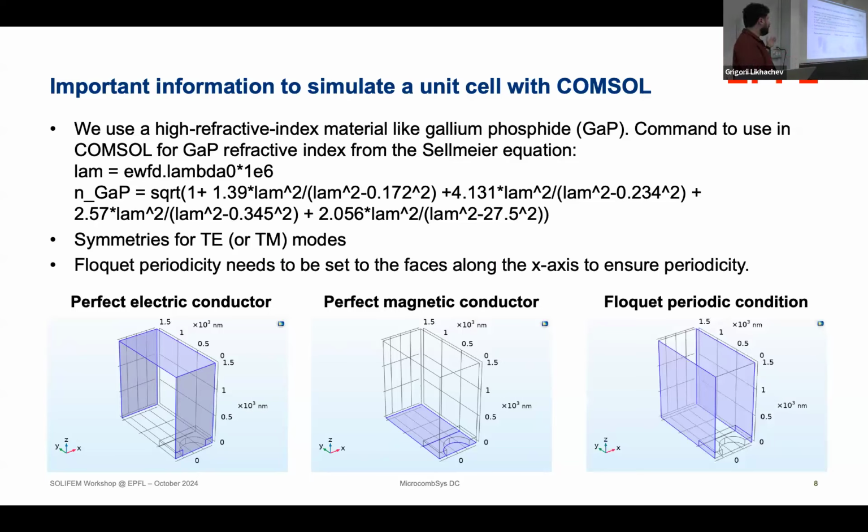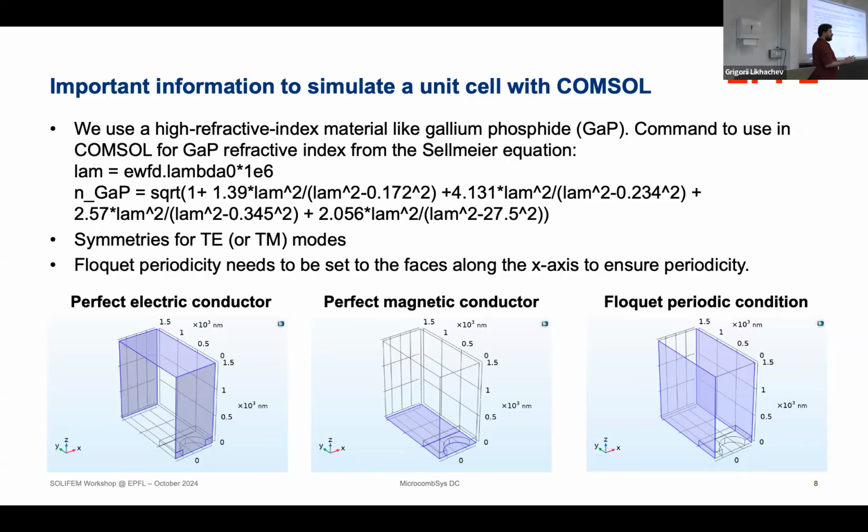And then the most important thing, and I think this is what's new from this session especially, is this Floquet periodic condition that we will need to add. Because if you were just simulating something like this, it's going to be terrible. It's just a piece of material with a hole. So you'll have a lot of scattering because the light goes in and it's like, what is this?